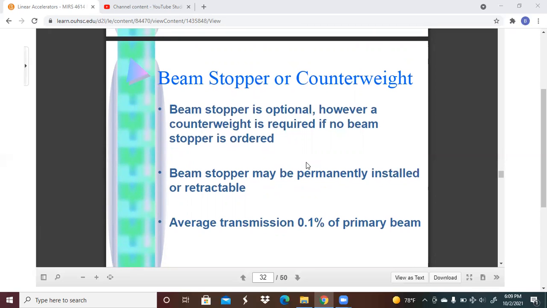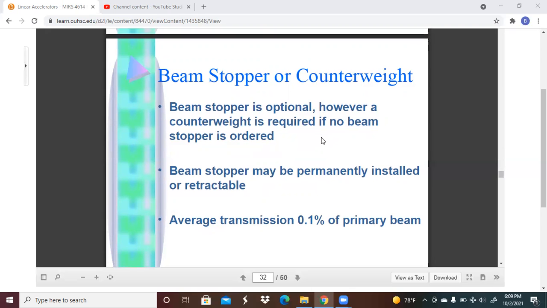So the beam stopper, the counterweight. A beam stopper is optional. However, a counterweight is required if no beam stopper is ordered. It may be permanently installed or retractable, and the average transmission is 0.1% of the primary beam.